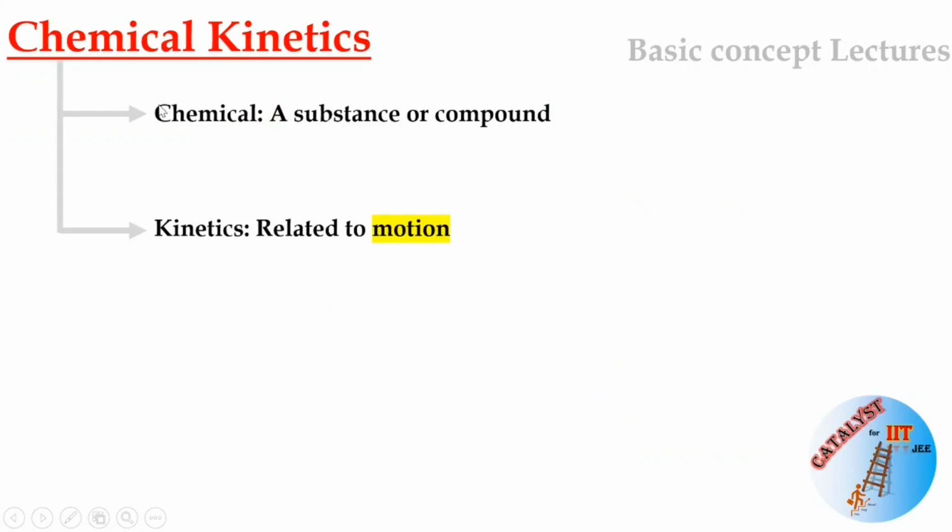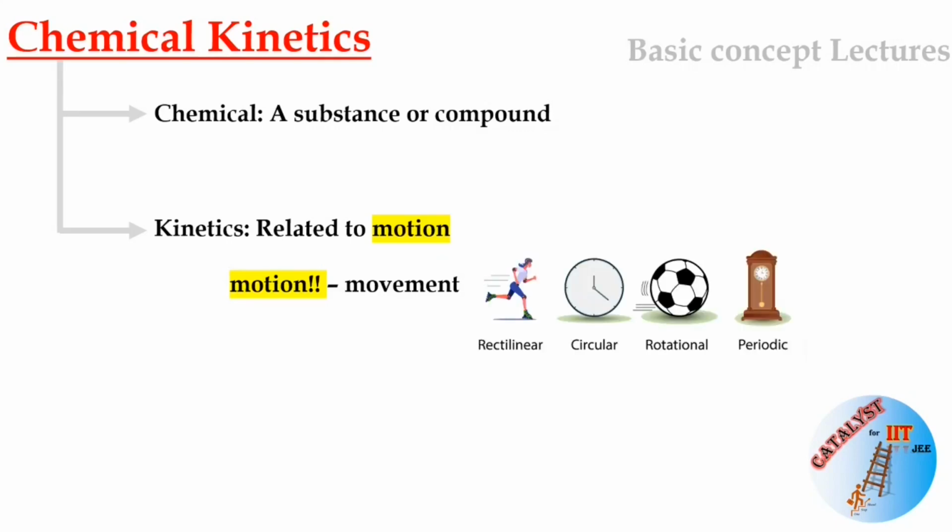So what is chemical kinetics? As a chemistry student, you all know that chemical means a substance or a compound. Now, what do you mean by kinetics? Kinetics is the word related to motion. So what is motion? Motion you have learned in physics. Motion means movement. What is movement?